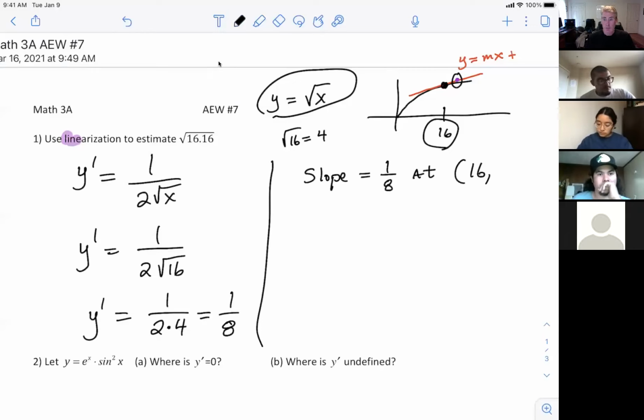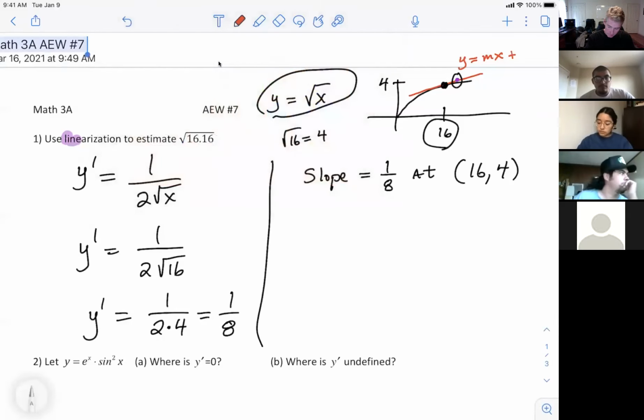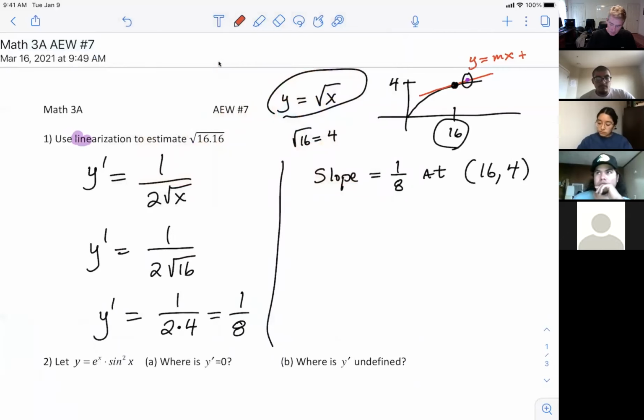So now I know the slope of the red line, and the point is 16 comma 4. So x would be 16 and y would be 4. So now use the point slope formula. So y minus the y value of 4 equals the slope times x minus the x value of 16.